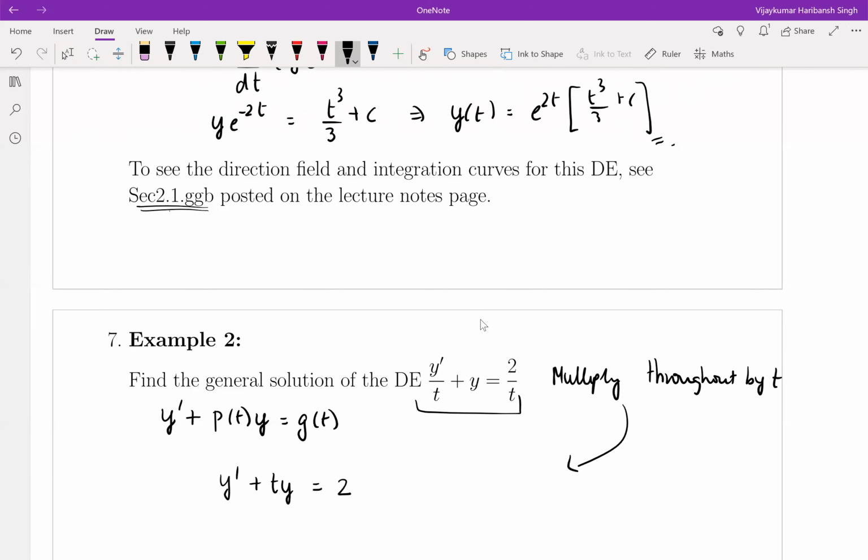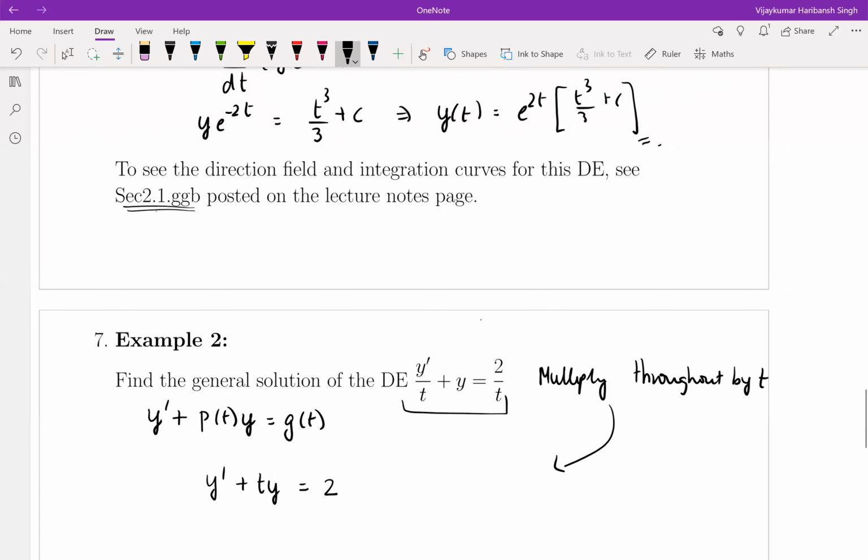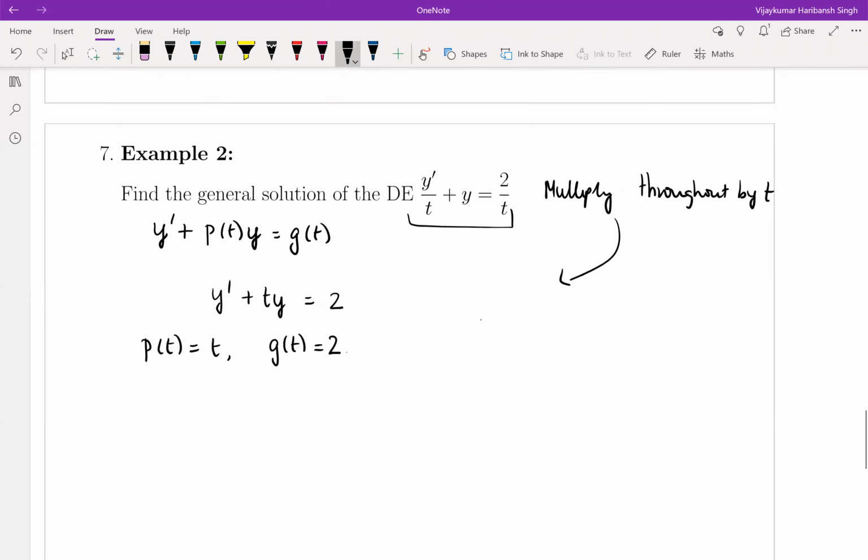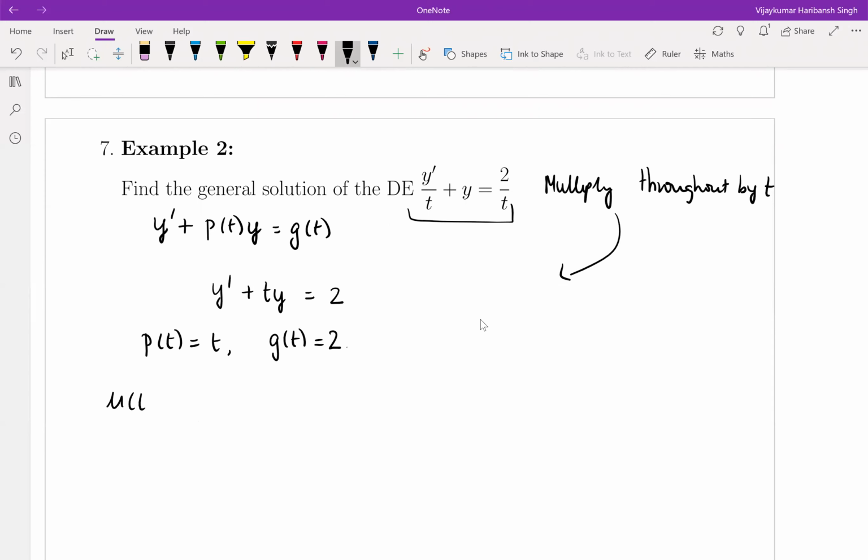It is still linear first order, right? So we can use the method of integrating factor. What is my p of t? P of t is going to be t, and g of t is going to be 2. Now, what is my mu of t, the integrating factor? Mu of t is e to the power integral of p of t dt. Note that I'm using a different notation now. This is going to be e to the power integral of t dt, which is e to the power t square by 2.